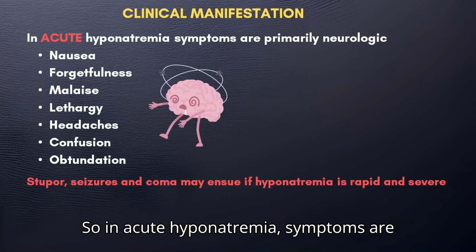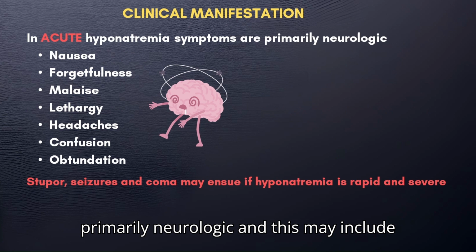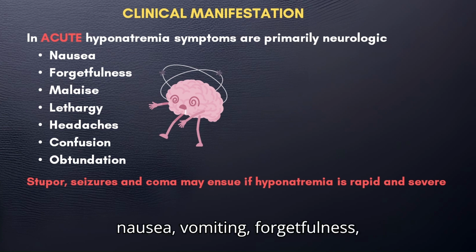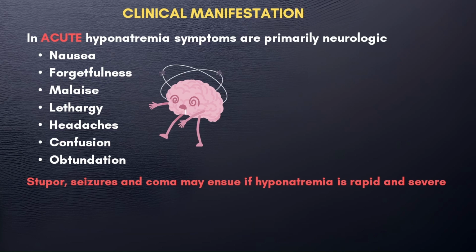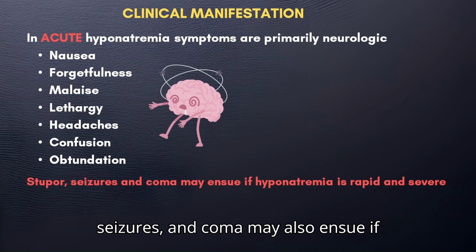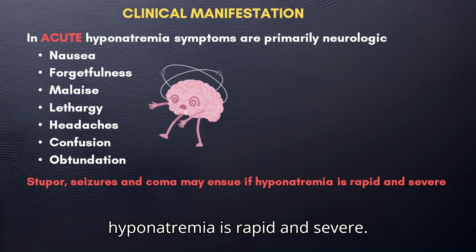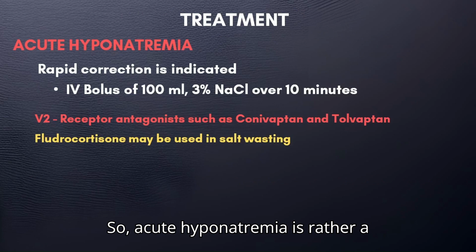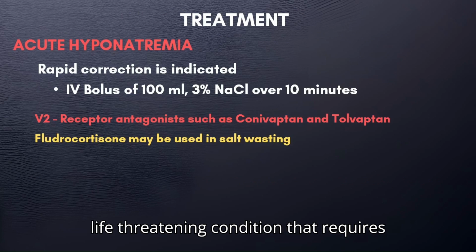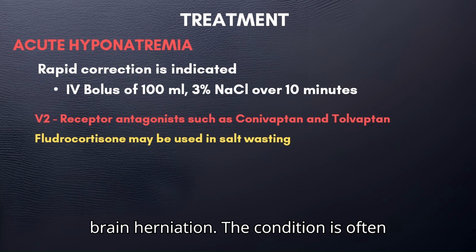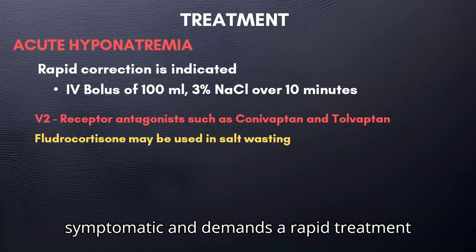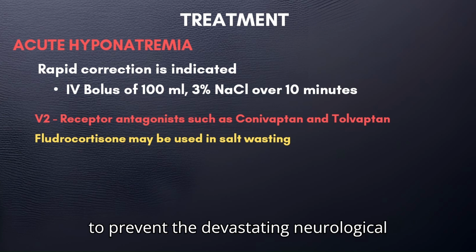In acute hyponatremia, symptoms are primarily neurologic, and may include nausea, vomiting, forgetfulness, malaise, lethargy, headaches, confusion, obtundation, stupor, and seizures, and coma may also ensue if hyponatremia is rapid and severe. So acute hyponatremia is a life-threatening condition that requires prompt correction due to its high risk of brain herniation. The condition is often symptomatic and demands rapid treatment to prevent devastating neurological consequences.